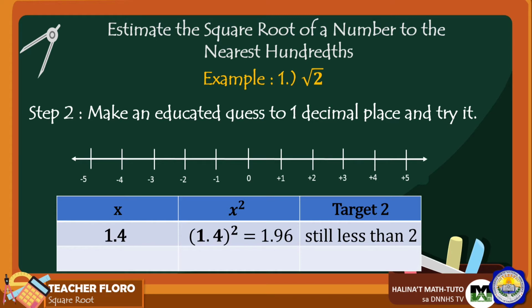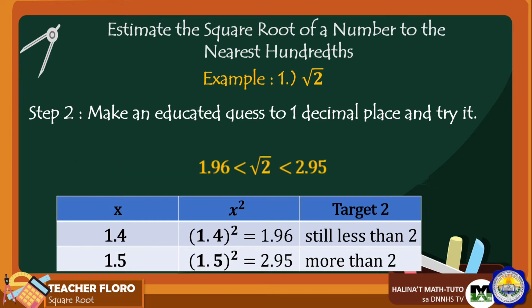This time, let's try 1.5. 1.5 squared is 2.25. That is more than 2. 2 should be between 1.96 and 2.25. Therefore, the square root of 2 must be between 1.4 and 1.5. You get that?